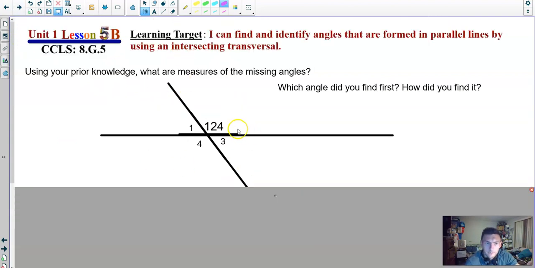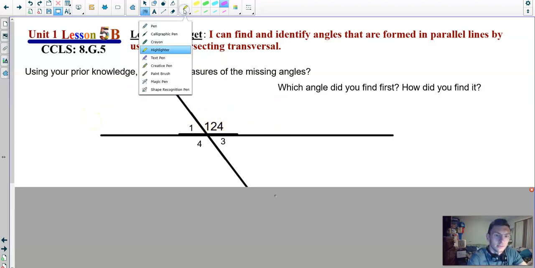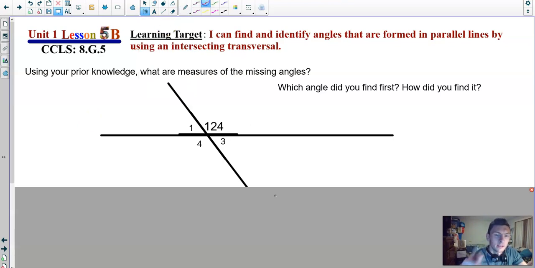So here's a diagram, and it looks like angle 2 is 124 degrees, which is great. Let me switch back to pen. Okay, so which angle can we figure out without doing any kind of calculation? One of the angles we already know because we know angle 2. And hopefully you are thinking angle 4 is also 124. So which angle did you find first? Angle 4. How did you find it? Because they're vertical angles, you know they're equal.